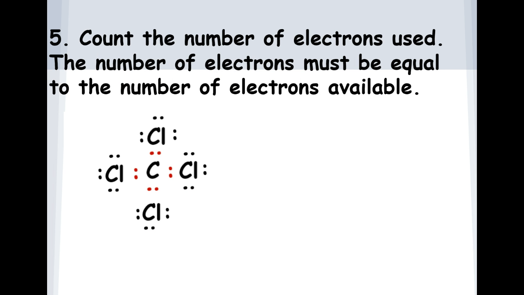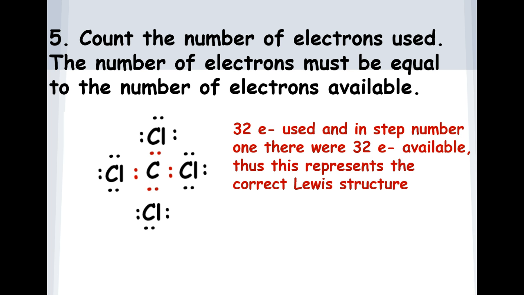The next step is to count all the electrons that were used in this structure. The number of electrons used has to be equal to the number that were available that we determined in step number 1. So we used 32 electrons. If we counted all these up, we'd find we had 32 electrons used, and in step number 1 we figured that there were 32 electrons available. When those 2 numbers are equal, that tells us that we have drawn a correct Lewis structure.